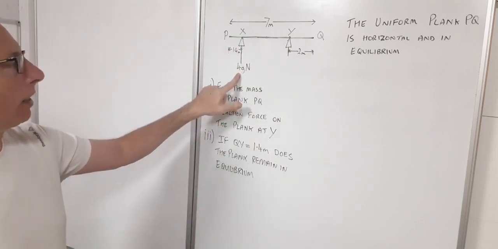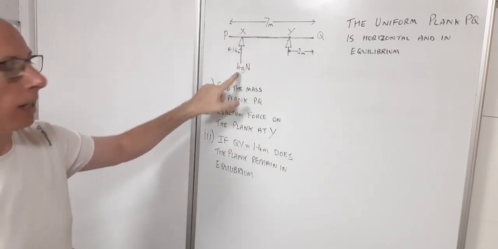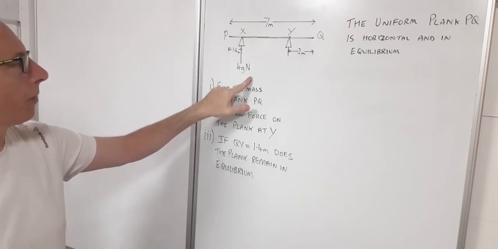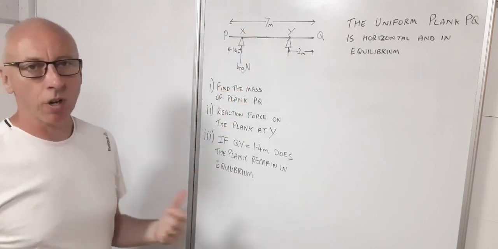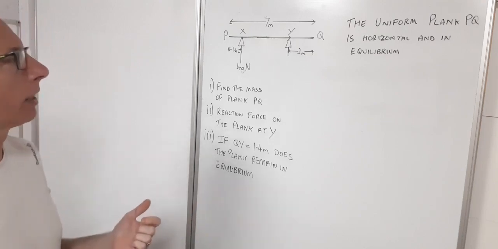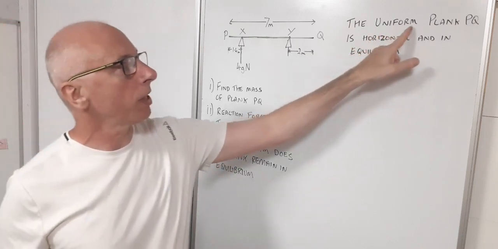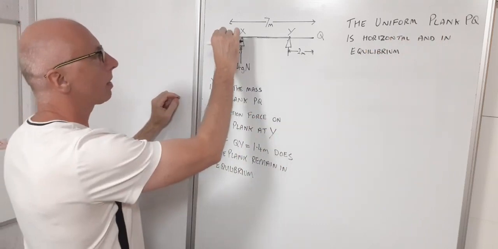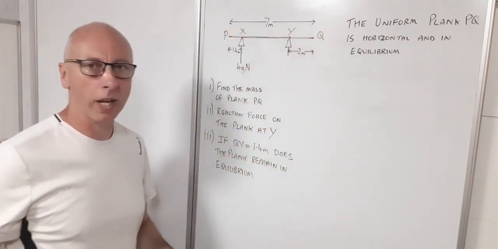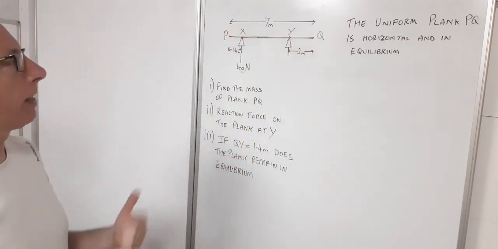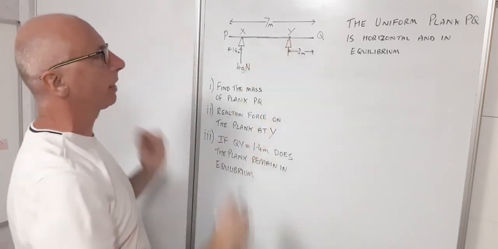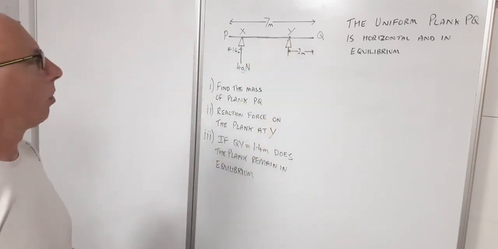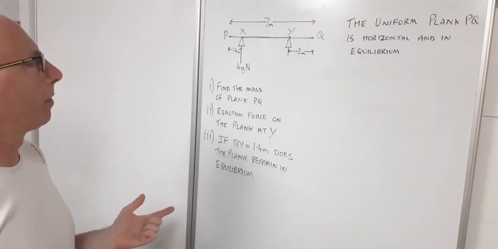The force acting on the truss X is 4g newtons. That's the information we've been given, and we want to try and find the mass of the plank from that. Now, important to know that it's a uniform plank, so that means it's the same thickness and weight all the way along, and it's horizontal and it's not moving. So therefore all of the forces acting on it are equal to each other as it's not moving.